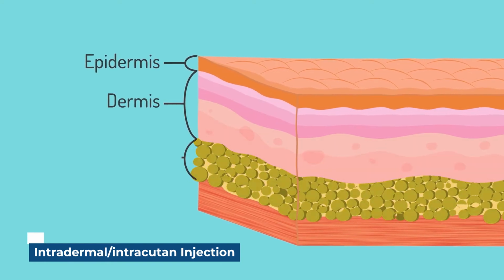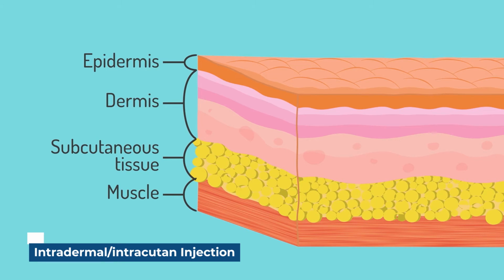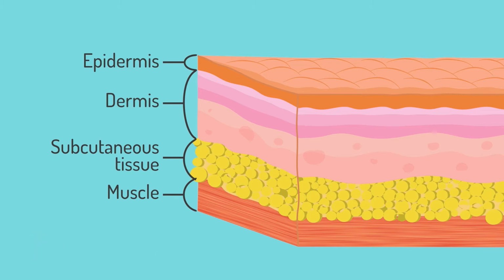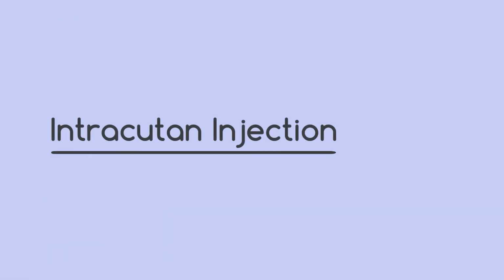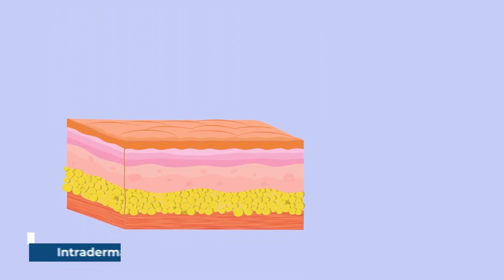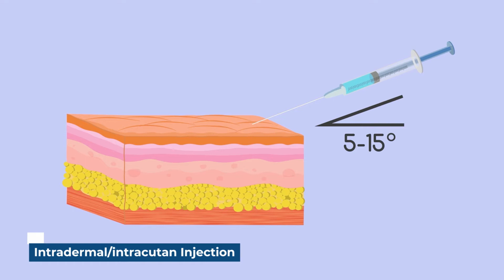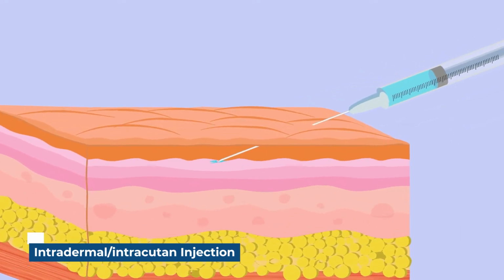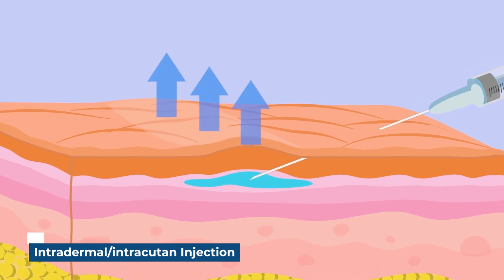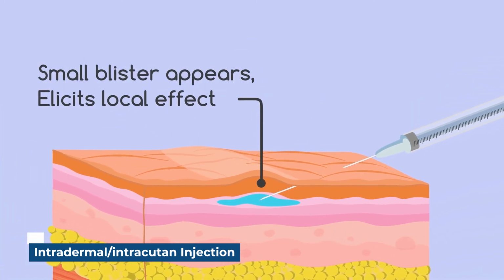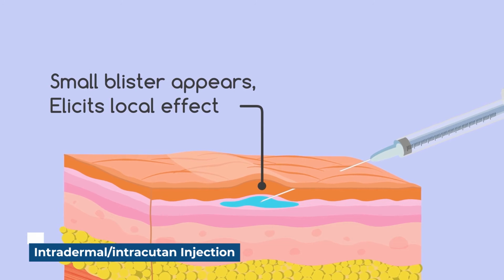There are 4 layers of the body barrier: epidermis, dermis, subcutaneous tissue, and muscle. As reflected by its name, intradermal injections are administered into the dermis, just below the epidermis. An intracutaneous or intradermal injection is given at a 5 to 15-degree angle. The advantages of this route are that the body reaction is easy to visualize, and the degree of reaction can be assessed because once this injection is completed, a bleb or small blister should appear under the skin.